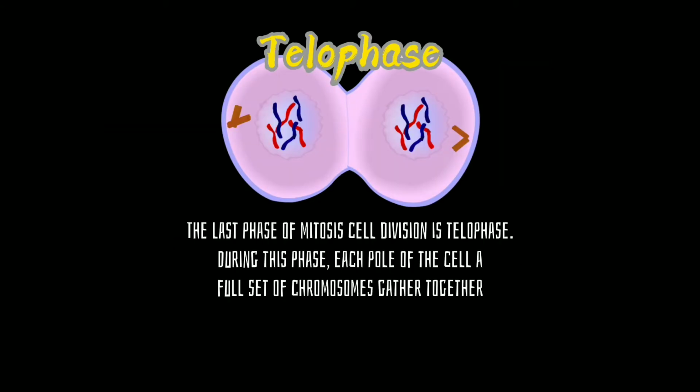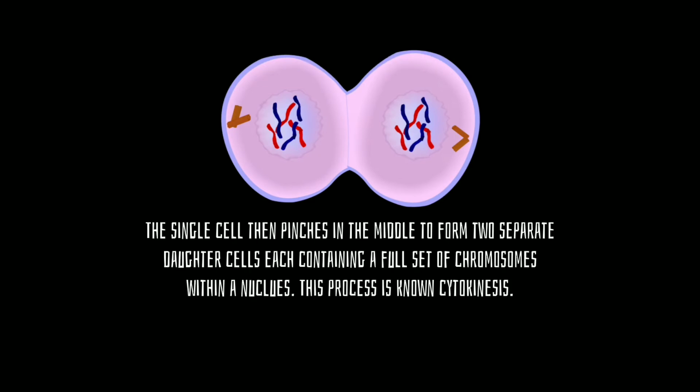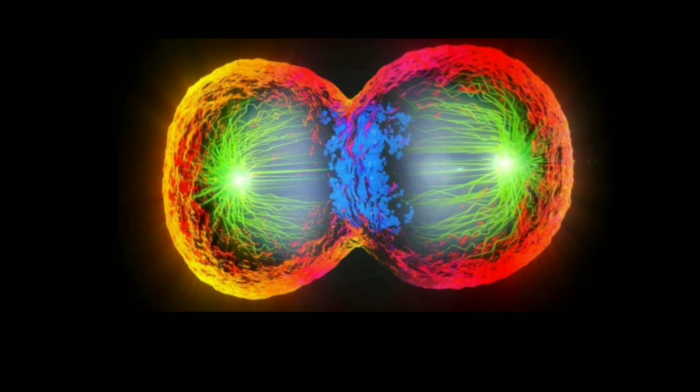The last phase of mitosis is telophase. During this phase, at each pole of the cell, a full set of chromosomes gathers together. The single cell then pinches in the middle to form two separate daughter cells, each containing a full set of chromosomes within a nucleus. This process is known as cytokinesis.